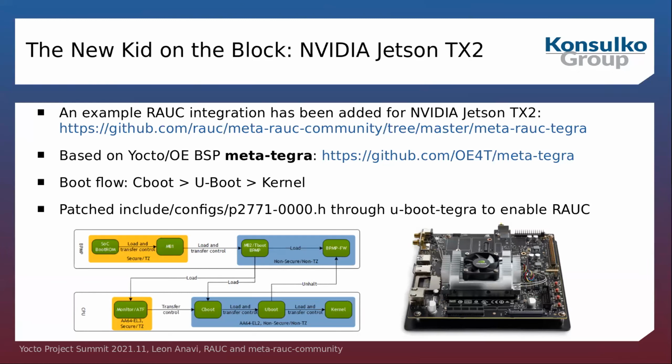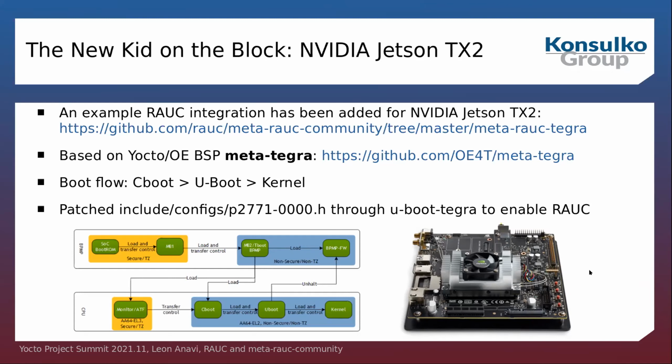So the tricky part here is that the NVIDIA Jetson devices, each of them, have a very specific boot sequence. So we have cboot, which is booting U-boot, and then U-boot boots the kernel. So I needed to include somewhere the U-boot script that switches between the RAUC slots, and I did it by directly patching the U-boot Tegra recipe. Here is the patch.